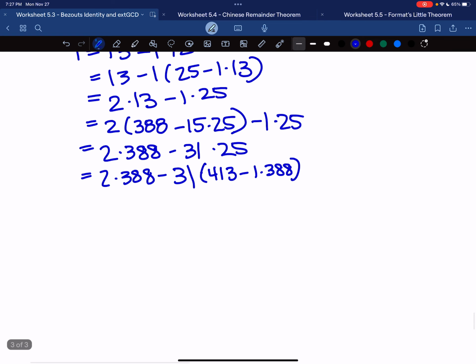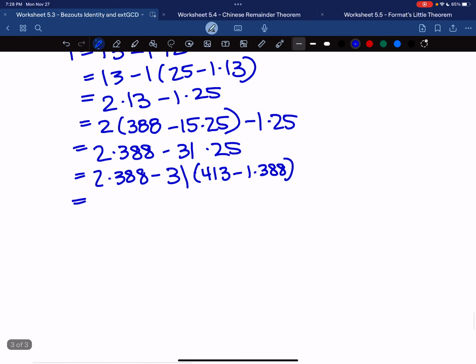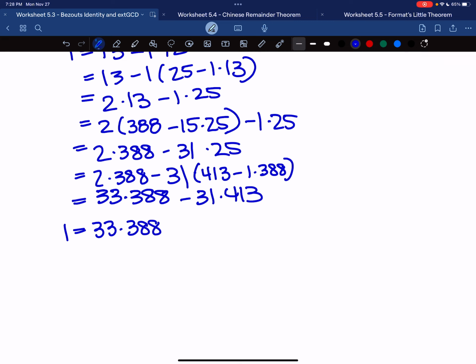Okay, I feel like this seems more reasonable. So here we have 2 times 388, and then I've got minus 31 times minus 1, so plus 31, or 33 times 388 minus 31 times 413. Okay, why I thought that felt wrong, I have no idea, but there you have it. And so 1 is equal to 33 times 388 minus 31 times 413.